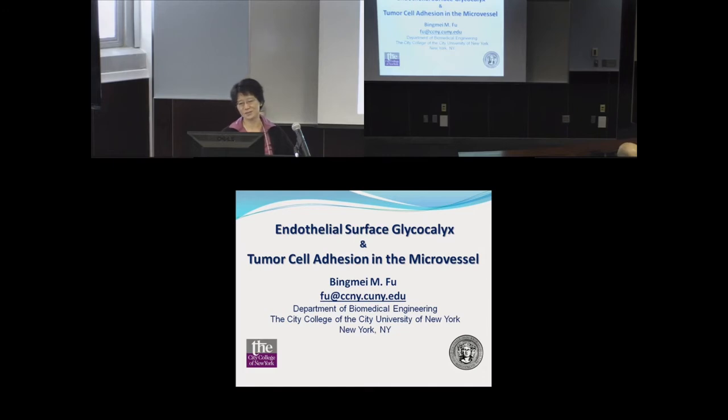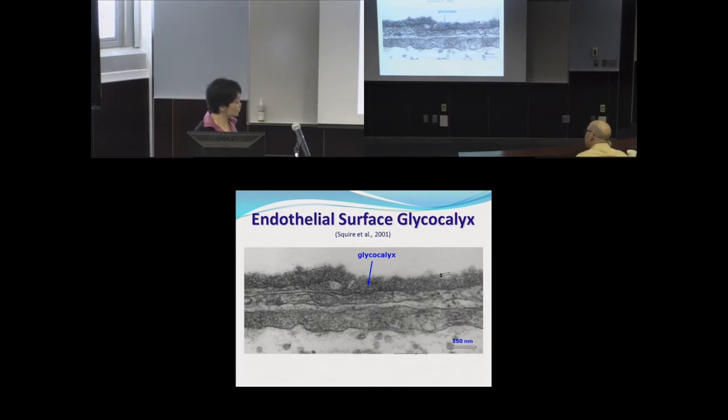In this talk, I basically just report the experiments we recently did for tumor cell adhesion, but related to the endothelium structure. So first, I would like to show you what the endothelium surface glycocalyx is. The endothelium cell, which forms our vascular wall, is covered by a layer. You can think about a brush-like layer or fluffy layer, just on the appearance.